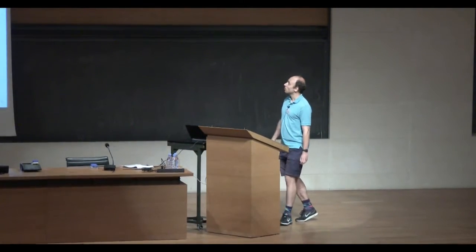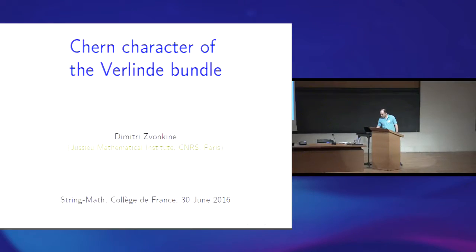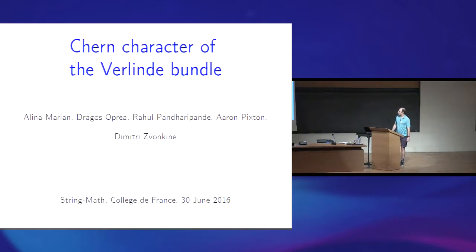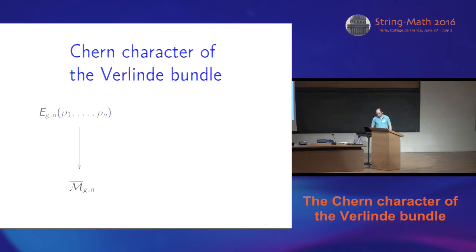The main character of this talk is the Verlinde bundle, also called the bundle of conformal blocks. It is based on a paper with Alina Marion, Drago Chopriere, Rahul Pandaripanda, and Aaron Pixton. Since this is a short talk, I'll try to be as down to earth as possible. So here is the setup. There is a famous vector bundle, and we decided to compute its Chern character. That's fairly simple. This is the vector bundle.